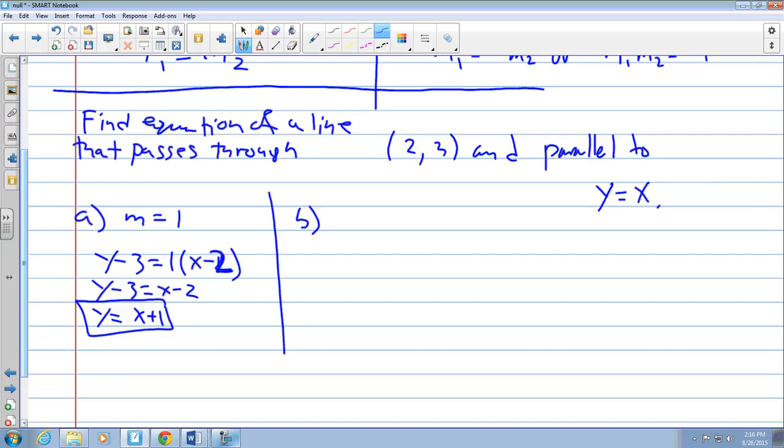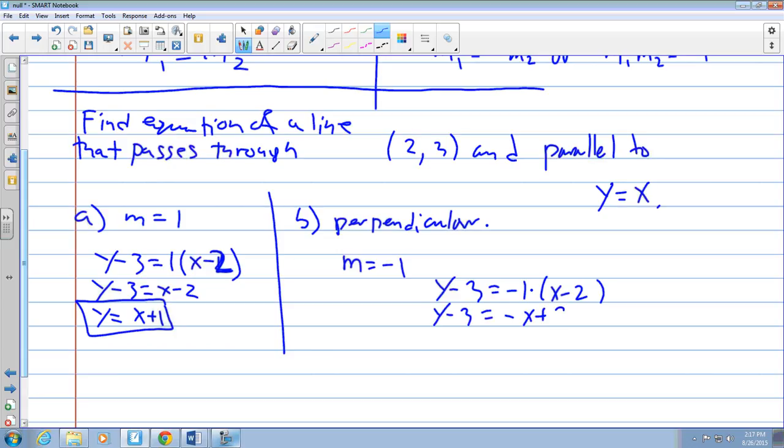What if I ask you for perpendicular? So in this case, slope equals negative 1, right? I mean, you take the reciprocal of 1, it's still 1, but you change the sign, it becomes negative 1. But the rest will be the same. y minus 3 equals negative 1 times (x minus 2). And then we'll what? Oh, okay. So y minus 3 equals negative x plus 2. So y equals negative x plus 5.